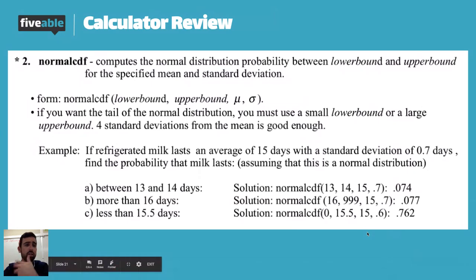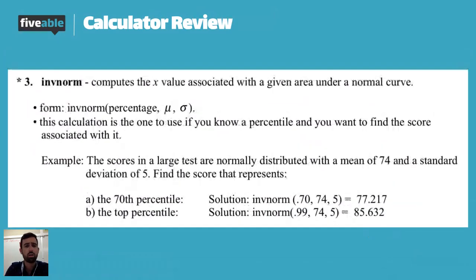All right, and the last kind of wrap up for our calculator review is if you wanted to find the value with a given area under the curve. So let's say you wanted to find out what data point was the 10th percentile. So once again, let's take a look at an example. You always put the percentage, then the average, then the standard deviation. This calculation is the one to use if you know the percentile and you want to find the score associated with it. Super, super important.